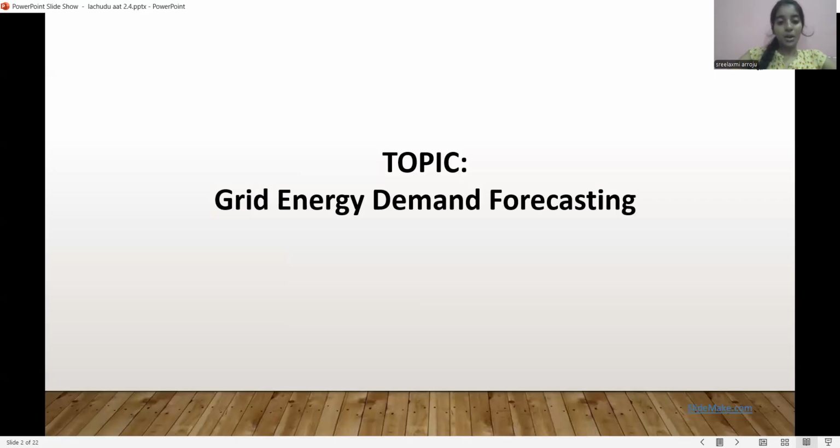These AI based models can capture nonlinear relationships between variables and adapt to changing consumption behaviors much better than traditional methods. Short term demand forecasting is especially critical for real time grid management. System operators must ensure there is enough spinning reserve and generation ramp up capabilities to meet expected fluctuations.